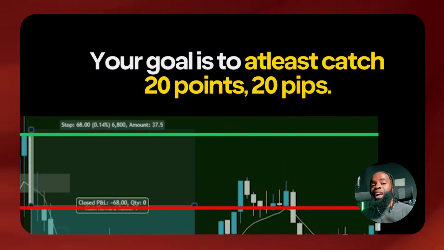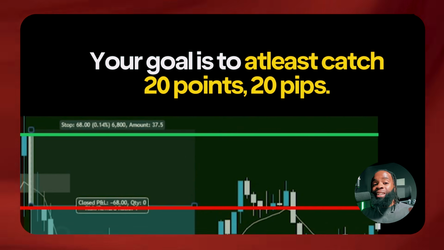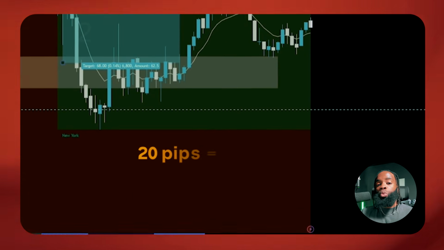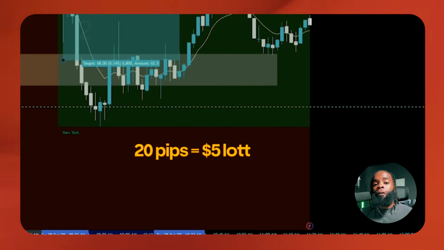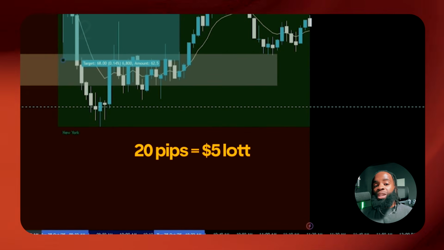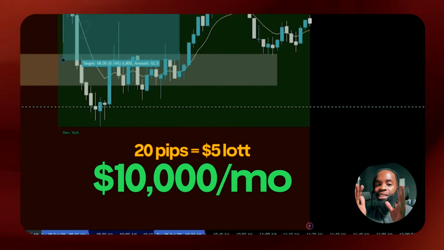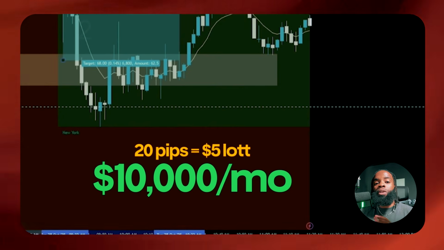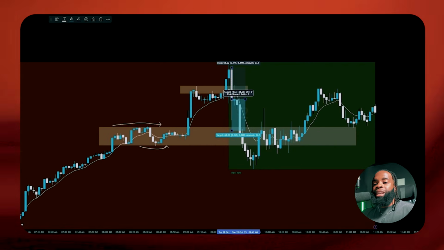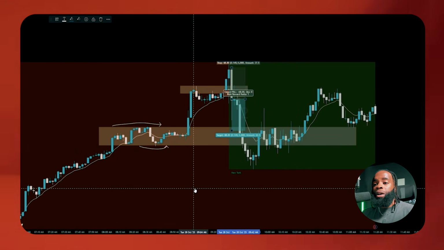Your goal is to at least catch 20 points, 20 pips. That's the overall goal. Because if you guys can at least catch 20 pips, if you're trading a prop firm and you can catch 20 pips with a $5 lot, you can easily make $10,000 per month doing this consistently just at this time. And that is all you need. But as you see, the moment we did, that's what we got here. And that move played out very well.